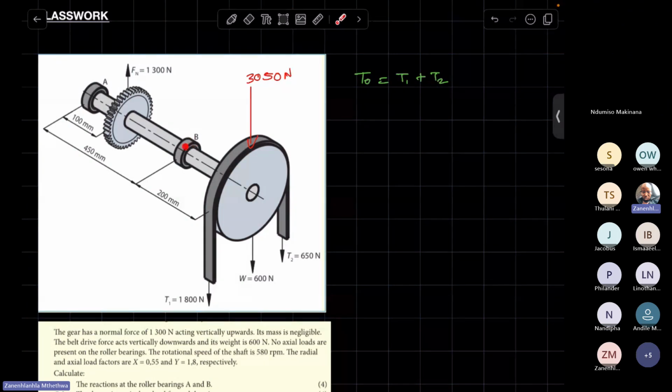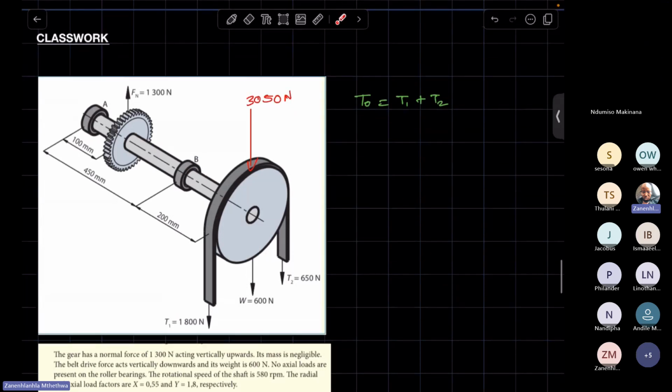So let's take moments about B. Now let's consider the turning effects that each of these forces has towards B. If we're taking moments about B, will A be going clockwise or anti-clockwise? A will be taking this direction because remember we're assuming that this is going up. Because it's going up, for this to have a turning effect towards B, it will go in this direction. Is that clockwise or anti-clockwise? Clockwise. So this one is clockwise.